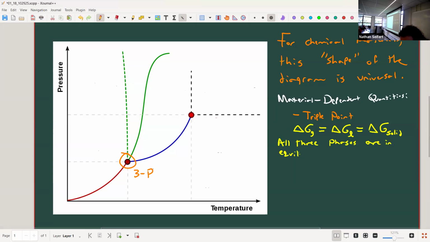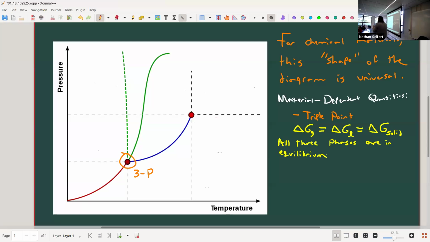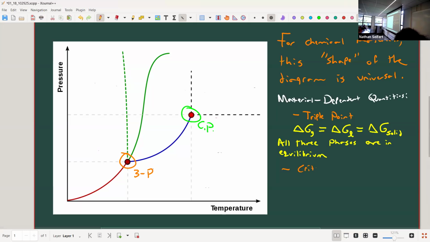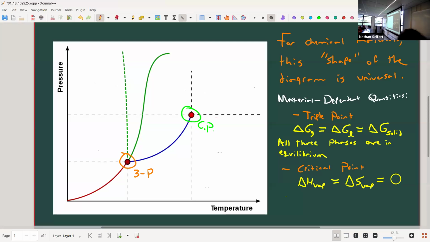Every material has a triple point. In fact, I'm going to skip discussing this. It's kind of an old, antiquated concept, but Gibbs himself proved that every pure material has exactly one triple point. There's also the critical point, which is, of course, where the enthalpy of vaporization and the entropy change of vaporization go to 0, where the liquid and the gas become identical.